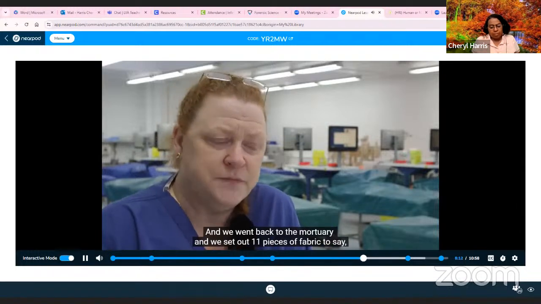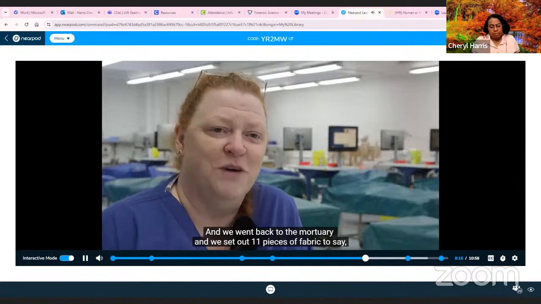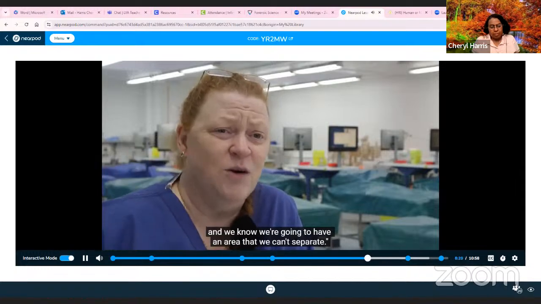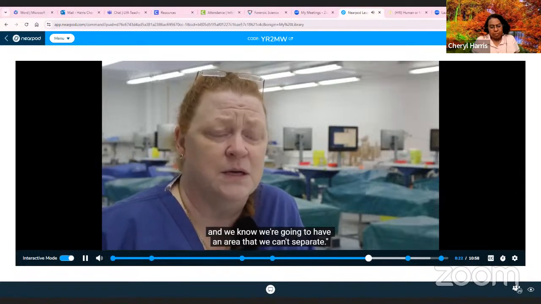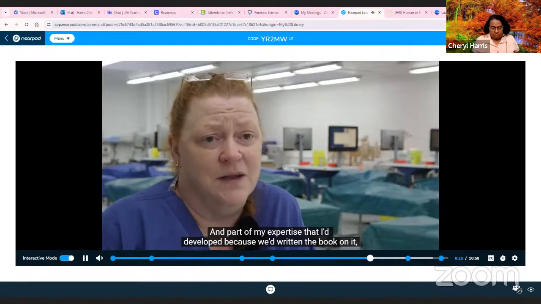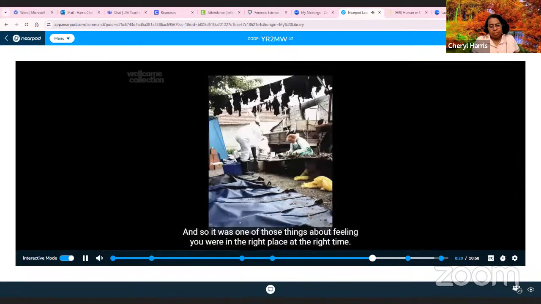And we went back to the mortuary and we set out 11 pieces of fabric to say, we're going to put something of each person into each of these, and we know we're going to have an area that we can't separate. And part of my expertise that I developed, because we'd written the book on it, was the identification of children. And so it was one of those things about feeling you were in the right place at the right time. So I was able to identify a bit of each of the children.